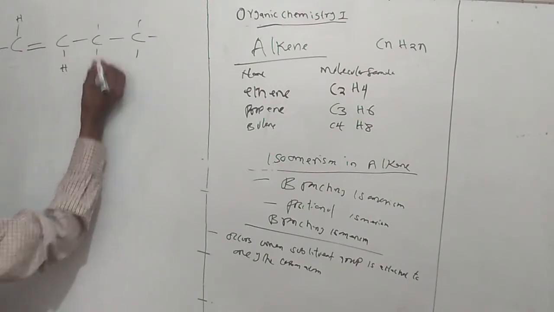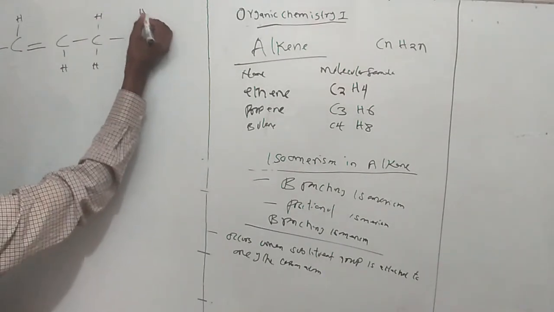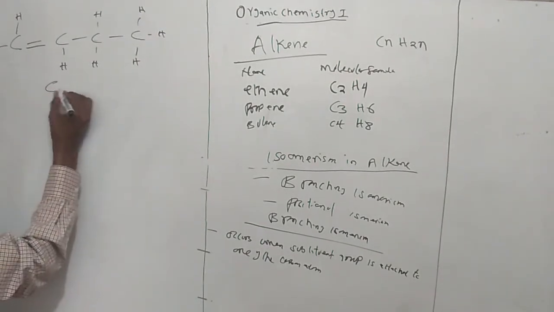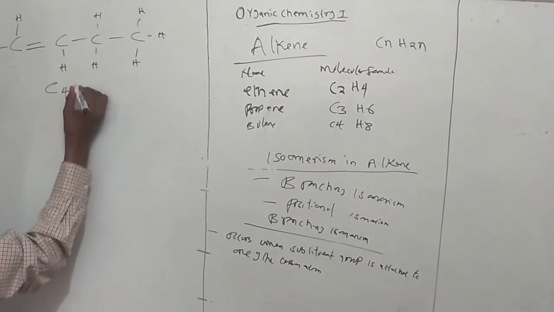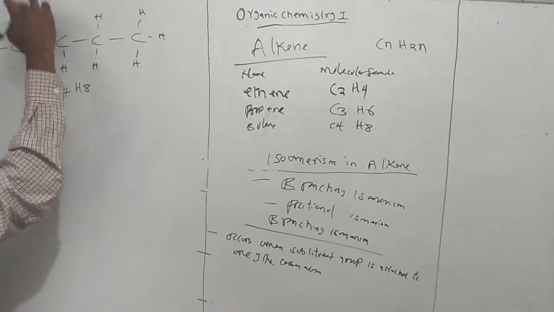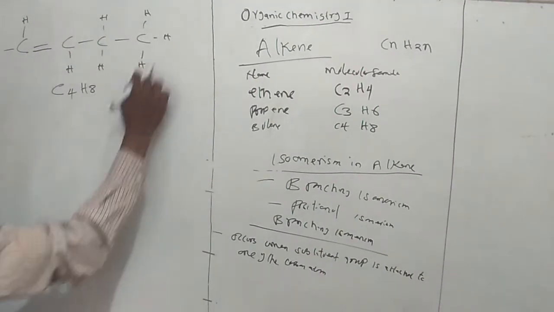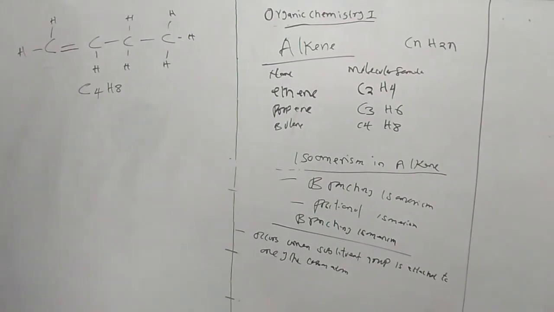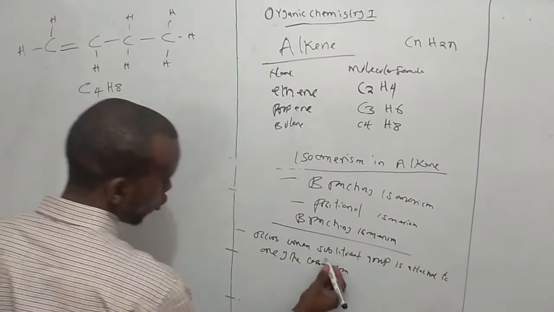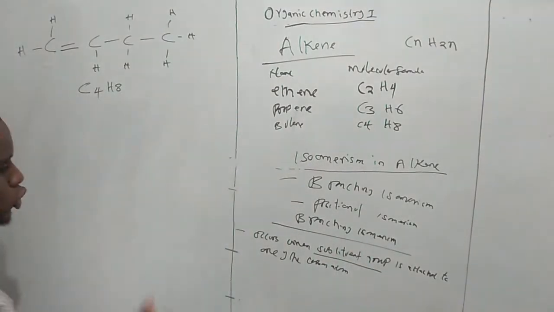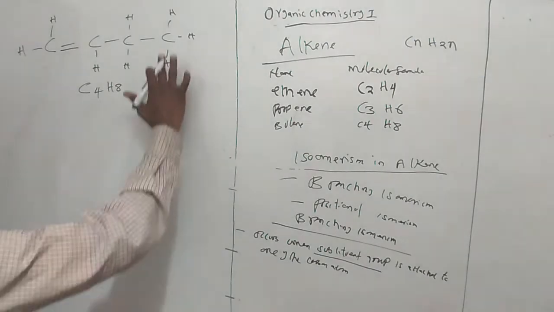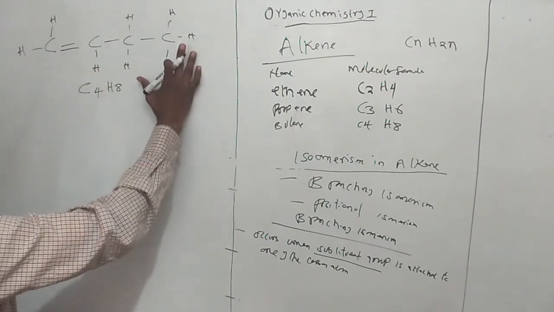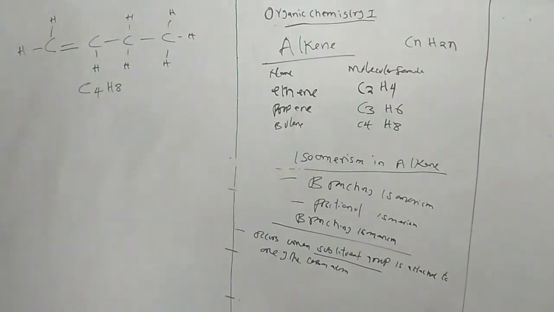Hydrogen. Now you can confirm, since butene, the formula, we just multiply by 2, C4, H8. We can confirm 1, 2, 3, 4, 5, 6, 7, 8. So we have C4H8. Now we say that branching isomerism occurs when the substituent group is attached to one of the carbon atoms. You see, we can break this carbon atom and attach this methyl to one of the carbon atoms.